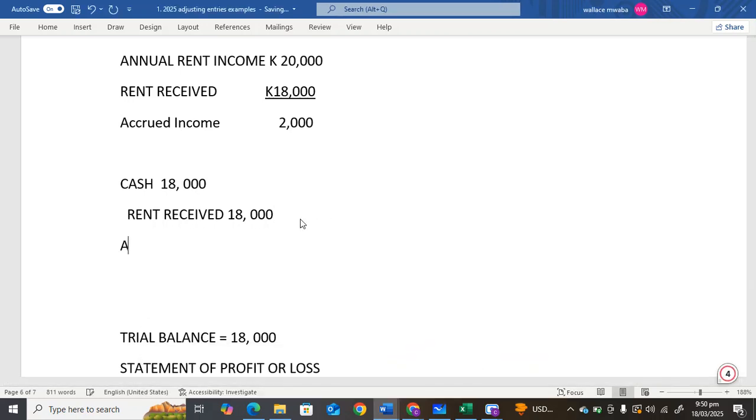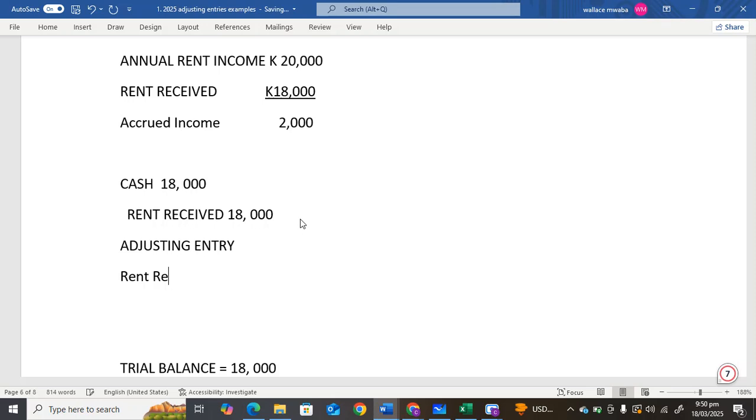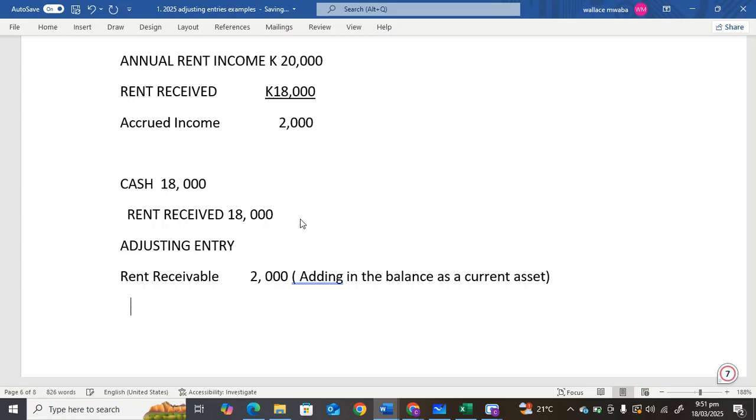So this adjusting entry is even going to tell us what to do in the financial statements. In the adjusting entry, you're going to put rent receivable. This is money being owed to you, which must be paid. So debit rent receivable 2,000. This debit entry is in the balance sheet. We're going to record this rent receivable as a current asset. This debit entry means adding in the balance sheet as a current asset. Then here, you're going to credit rent received.